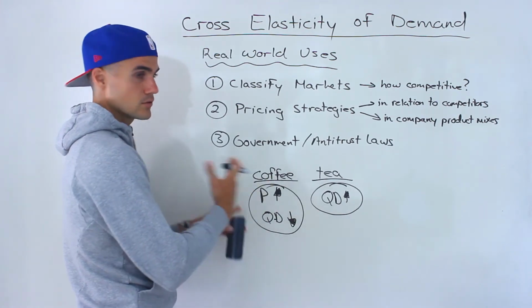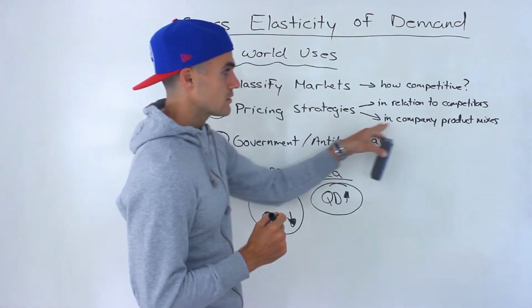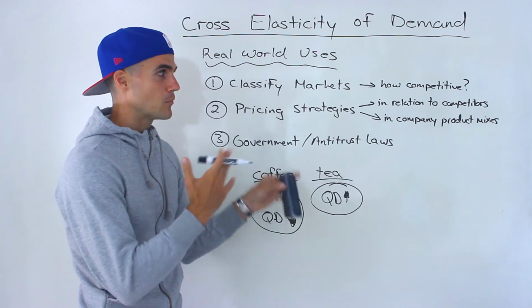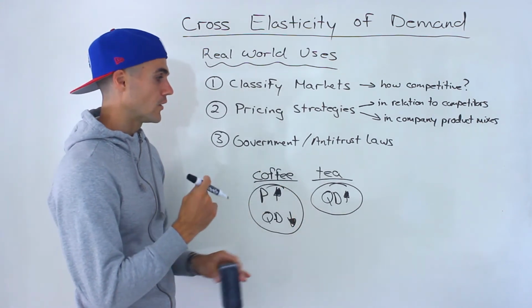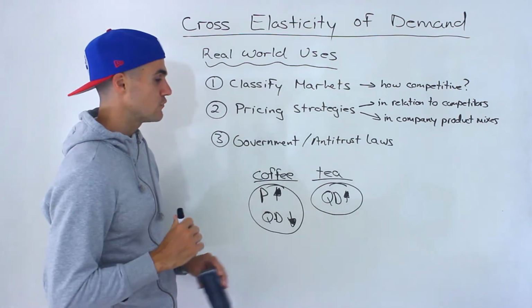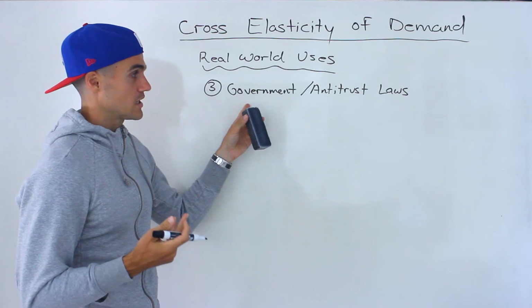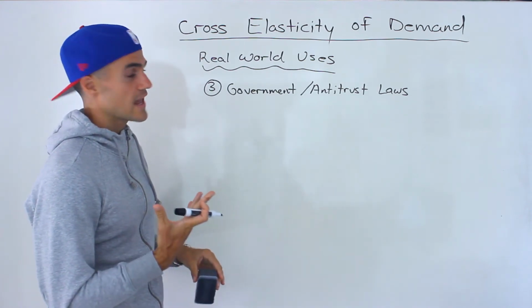Right? So again, you can use the cross-elasticity of demand potentially to find certain in-company product mixes, how much you should sell of one or the other, or what the price of each should be in order to maximize the full company profit. And then the third use is governments using it to enforce antitrust laws.